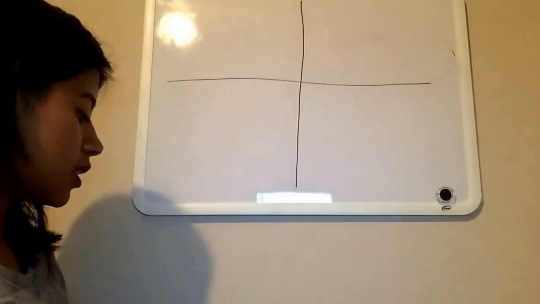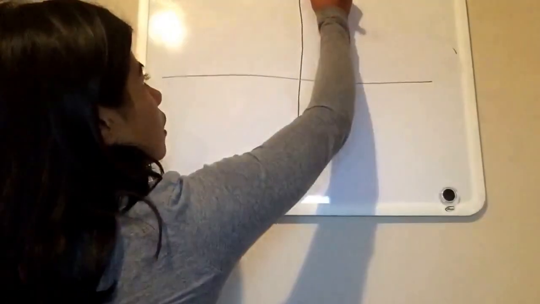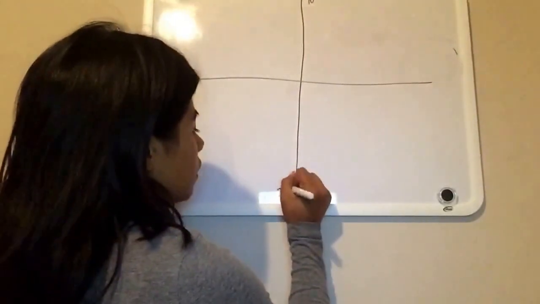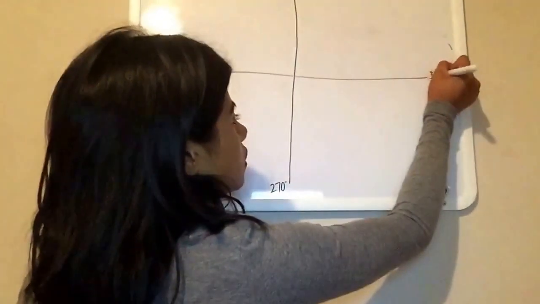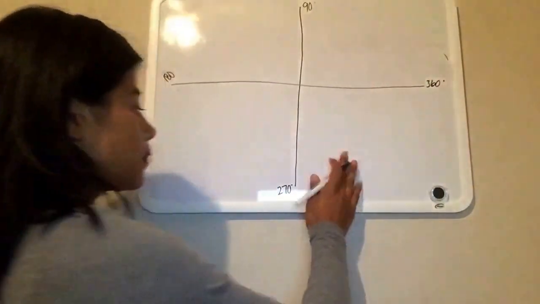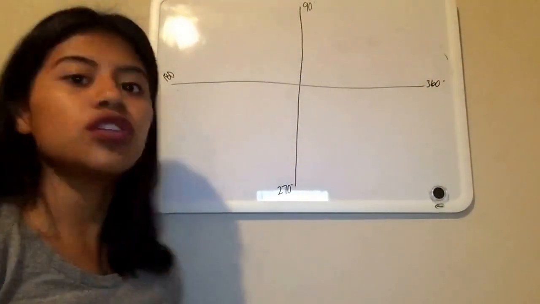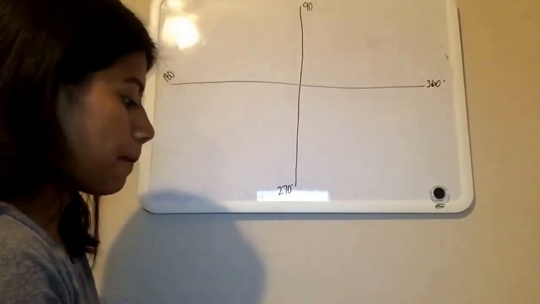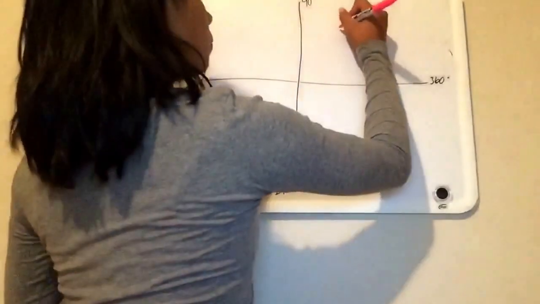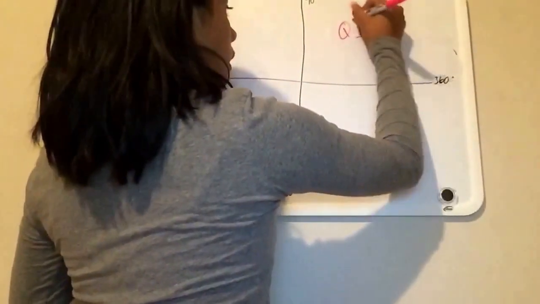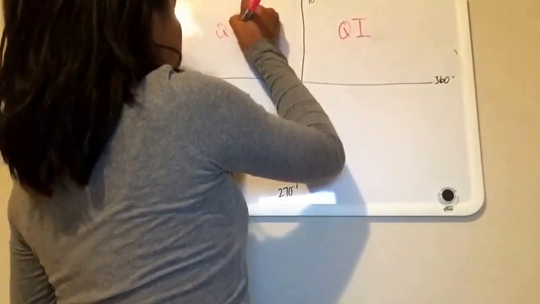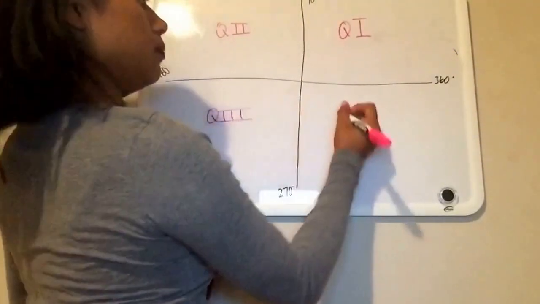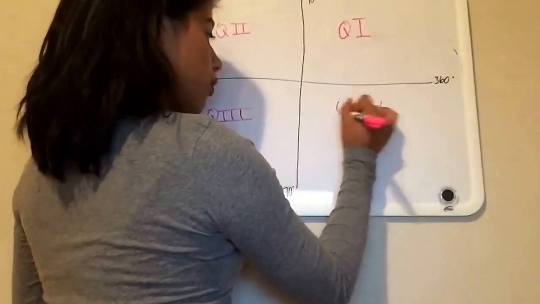On the unit circle, it's basically set up like 90 degrees, 180, 270, and 360. That's already the given. And on the unit circle, there are 4 quadrants. The first quadrant would be right here, quadrant 1. This is quadrant 2, quadrant 3, and quadrant 4.